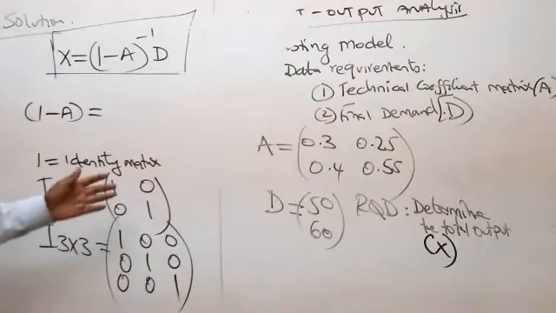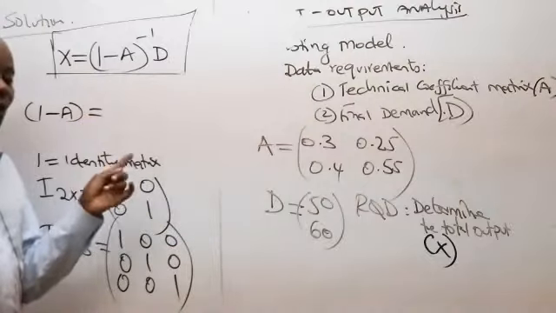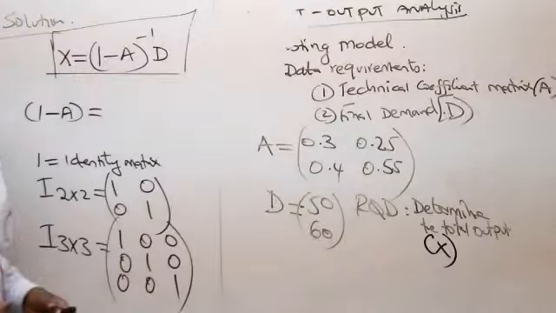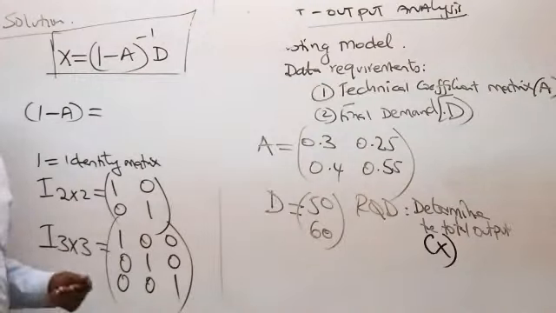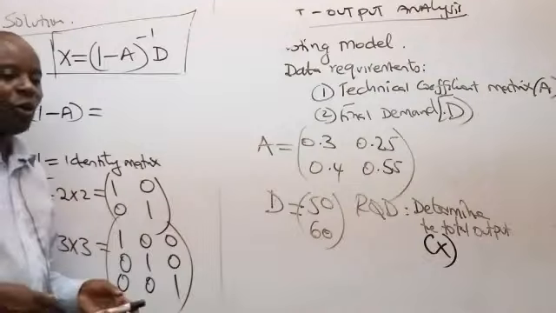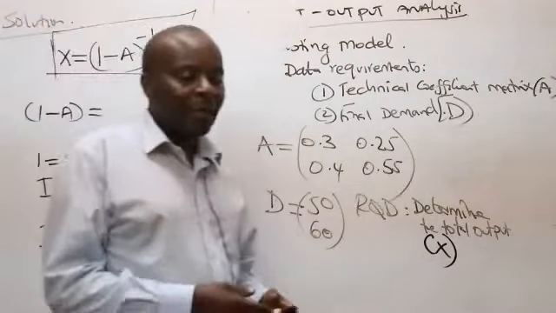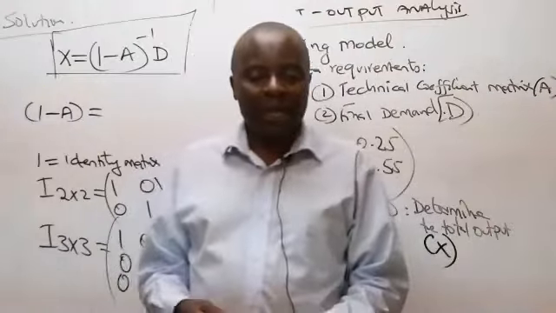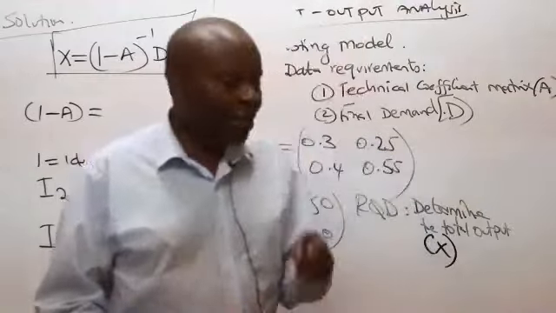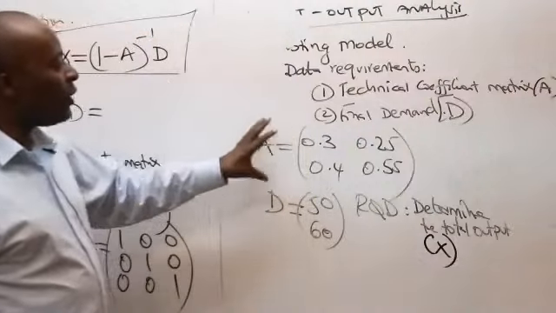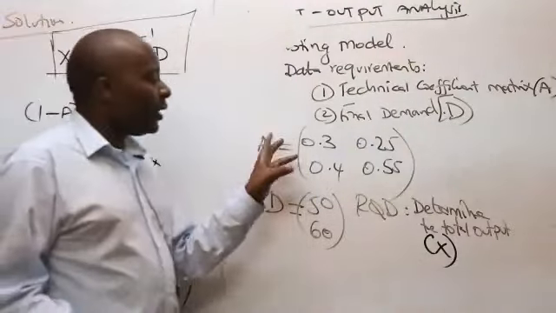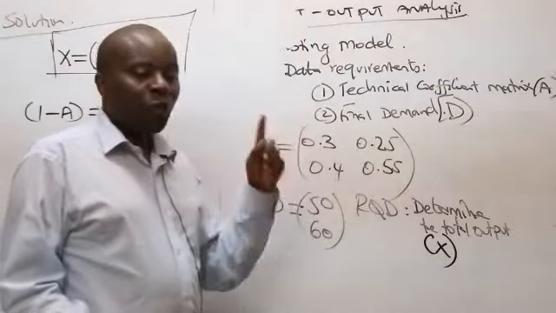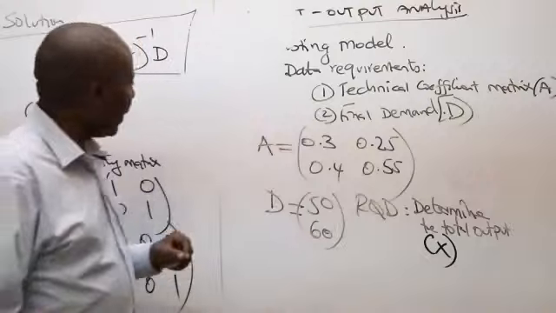Like in this particular question that we have, should we choose an identity that is 2 by 2 or an identity which is 3 by 3? Which one should we work with, ladies and gentlemen? 2 by 2, yes. It's 2 by 2 because, for purposes of compatibility, the matrix that we have here has 2 rows and 2 columns. So I should work with 2 by 2. Thank you very much.